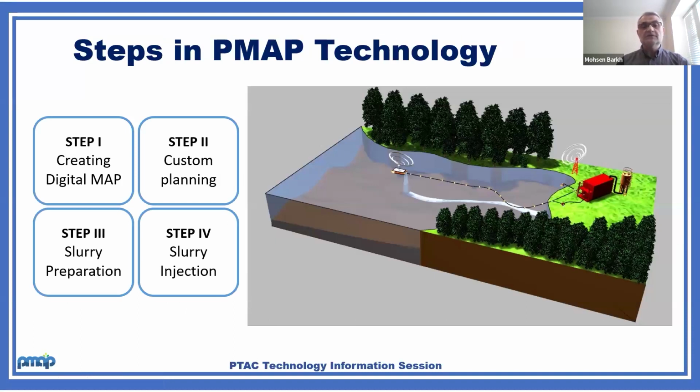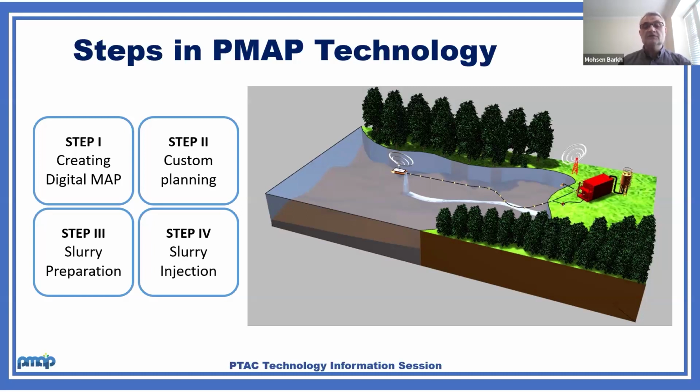The technology itself has four steps. The first step is creating a digital map of the pond and storing all the quality and quantity information of the pond in a smart system, to be able to make a custom plan, as the second step, for treating that particular pond. Based on the analysis of the information, we come up with the required slurry properties, and we prepare that slurry in the third step.